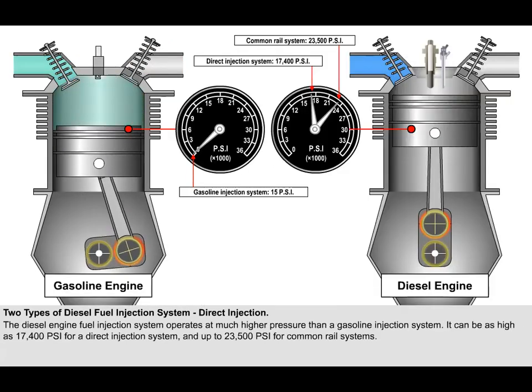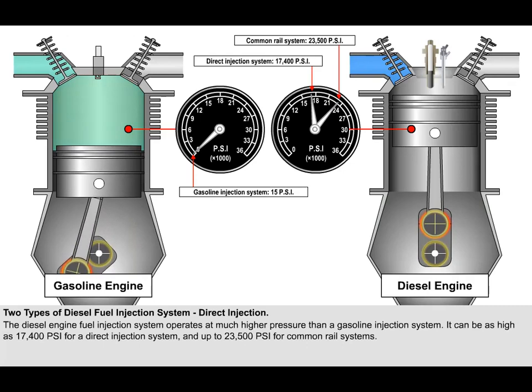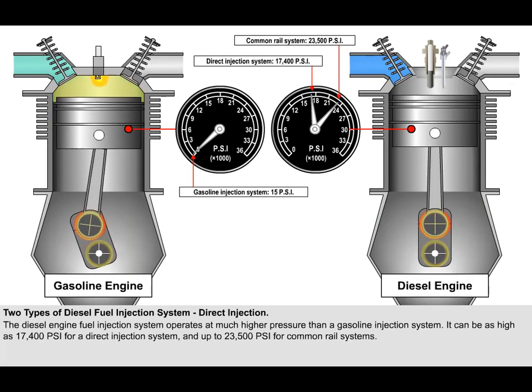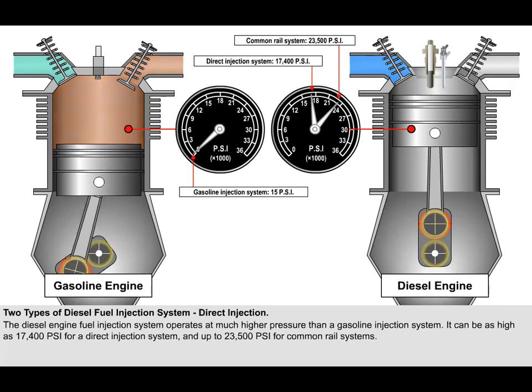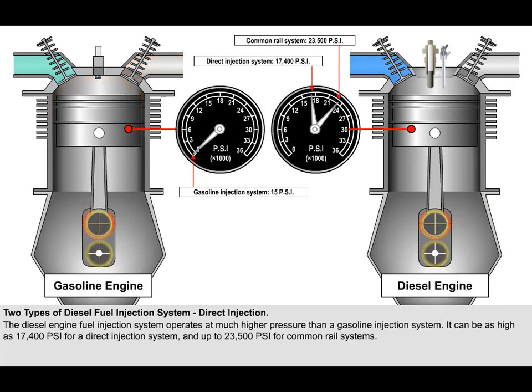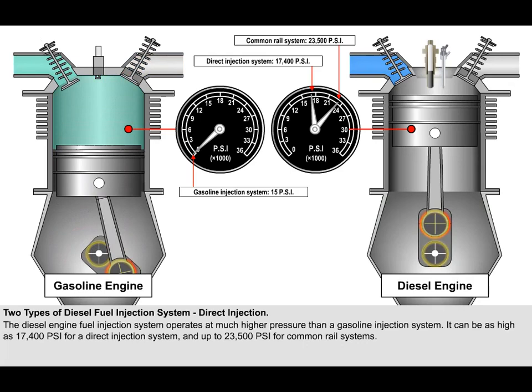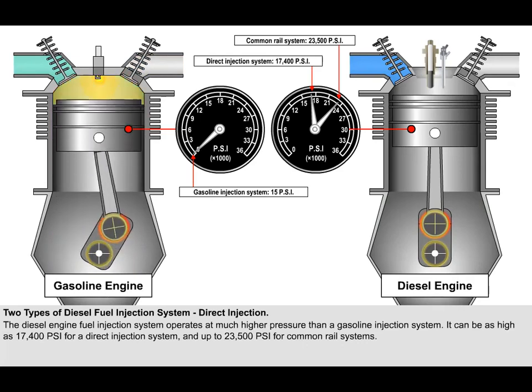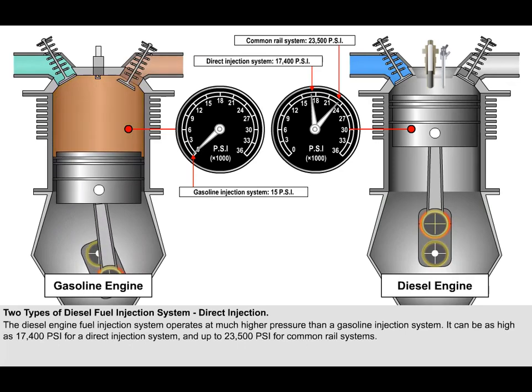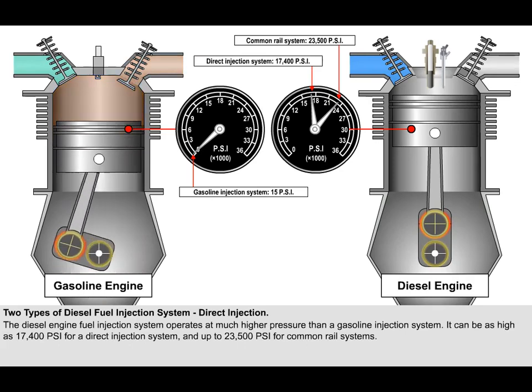The injection system that delivers fuel to a diesel engine operates at much higher pressure than a gasoline injection system. It can be as high as 17,400 psi for a direct injection system, and up to 23,500 psi for common rail systems, compared to 35 to 90 psi for most gasoline fuel injection systems.